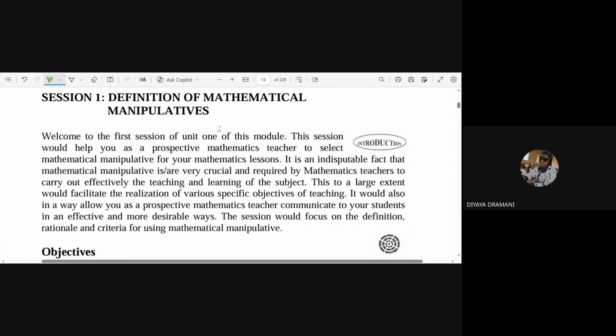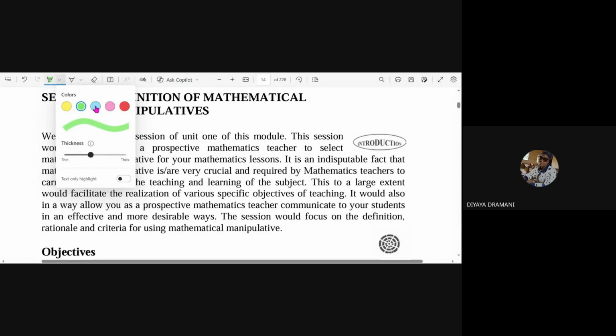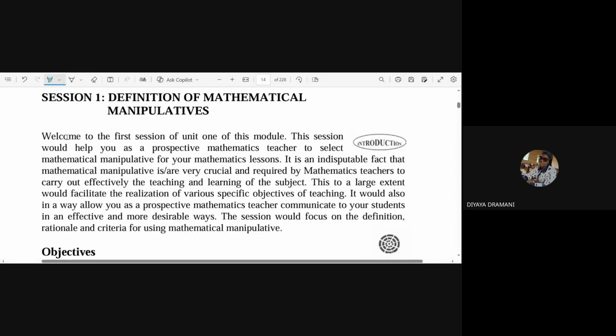Welcome to the first session of Unit 1 of this module. This session will help you as a prospective mathematics teacher to select mathematical manipulatives for your mathematics lesson. It is an indisputable fact that mathematical manipulatives are very crucial and required by mathematics teachers to carry out effectively the teaching and learning of the subject.